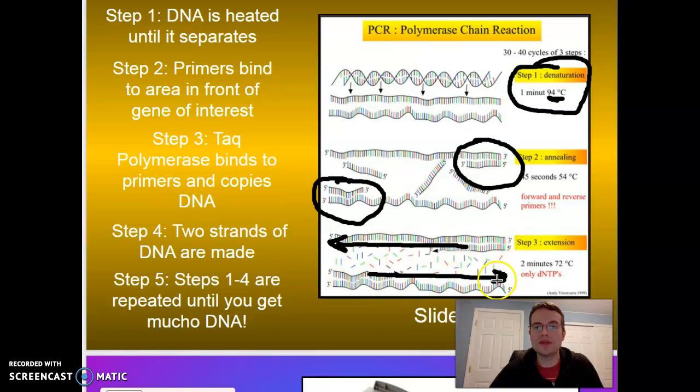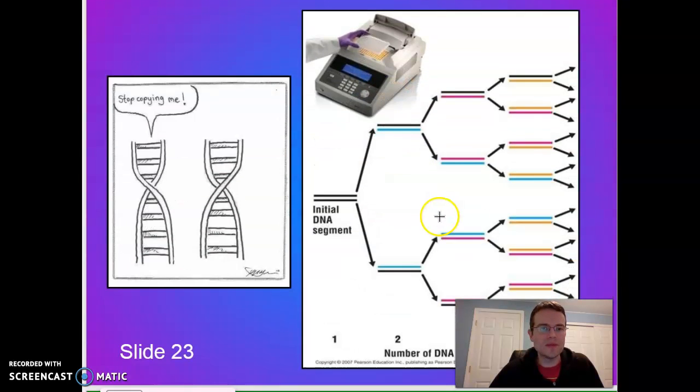And so now we've got 2 strands, and then we start again, and we go through denaturation, annealing, extension. You basically do these processes over and over again, about 30 to 40 cycles, depending on what you're trying to do. And by the time you're done, you get an awful lot of DNA, just like it says over here. And PCR is done in a machine called a thermal cycler.